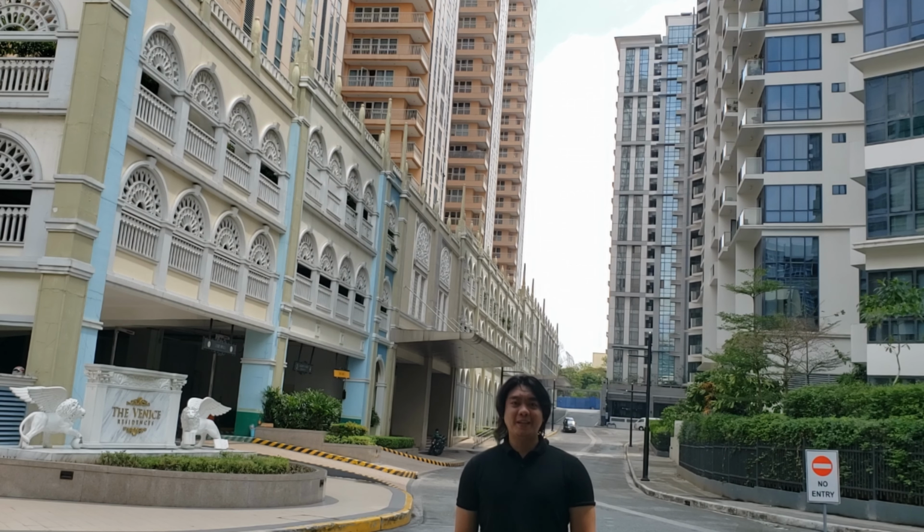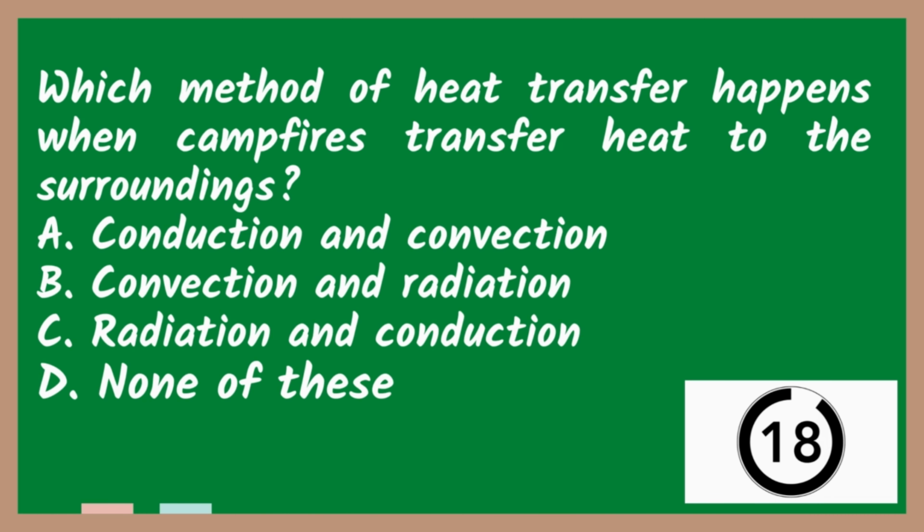Which method of heat transfer happens when a campfire transfers heat to the surroundings? A. Conduction and convection. B. Convection and radiation. C. Radiation and conduction. D. None of these. The correct answer is B.